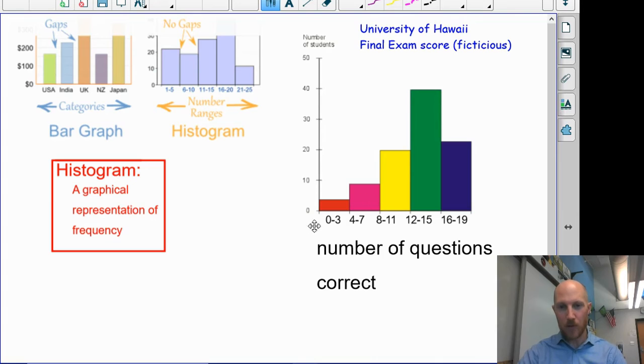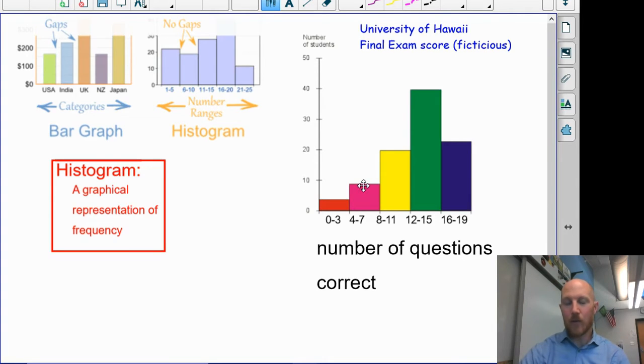So in this bigger example here is 0 through 3. That'd be 0 is a possible outcome, 1, 2, and 3. So there's 4 outcomes grouped together. These are scores on a fictitious final exam, so it's 0 questions, 1 question, 2 questions, and 3 questions correct. There's 4 outcomes grouped together, and then all the rest of those have to be the same size group. So 4 questions right, 5, 6, 7 questions right. That's another 4 outcomes grouped together.